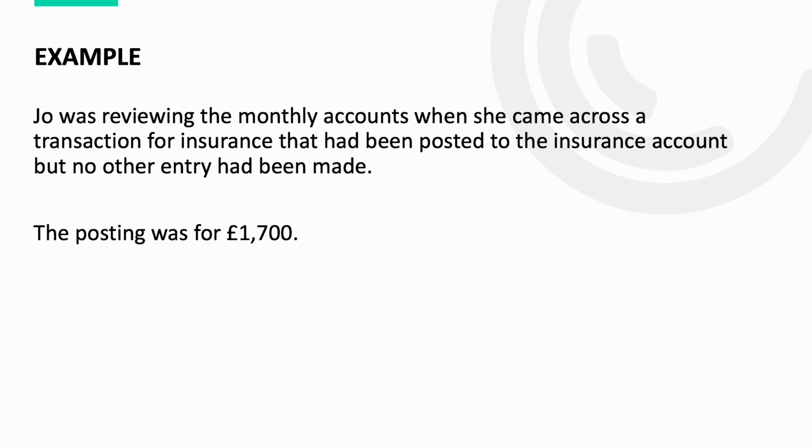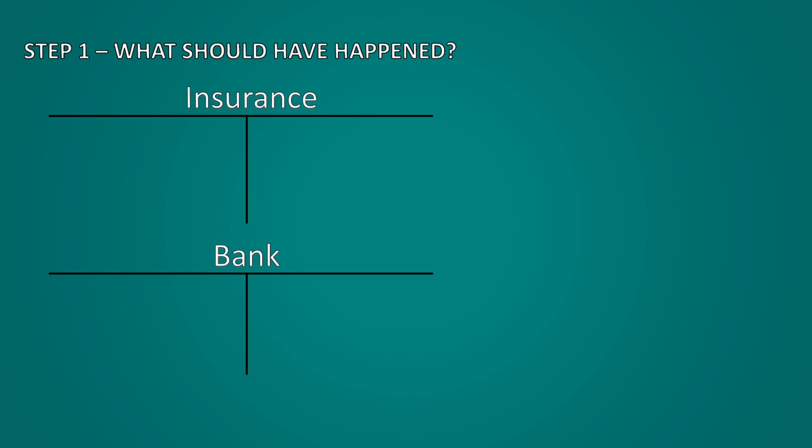Jo was reviewing the monthly accounts when she came across a transaction for insurance that had been posted to the insurance account, but no other entry had been made. The posting was for £1,700. Step 1 then, what should have happened? The entries to record this transaction should have been a debit within the insurance and a credit within the bank. Insurance being an expense, therefore a debit, and as it's money being paid out of the bank, it would have been entered in on the credit side.